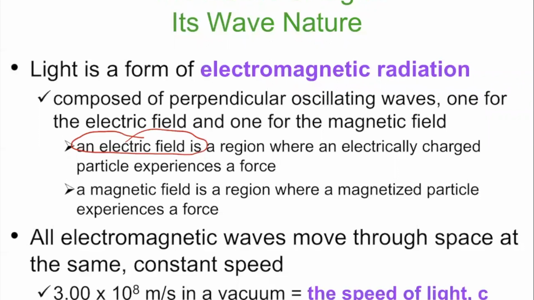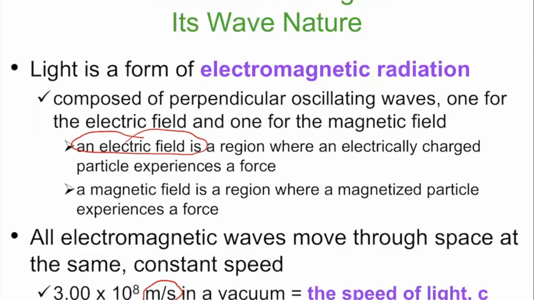All electromagnetic waves move through space at a constant speed, and that speed is 3.00 times 10 to the 8 meters per second. So notice that unit, meters per second, and that is important because when we start talking about wavelengths, we're going to change that, and we're going to be looking at nanometers. So we're going to have to be able to switch. And so this number is the speed of light.